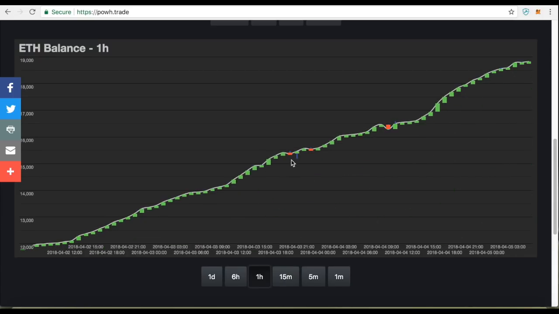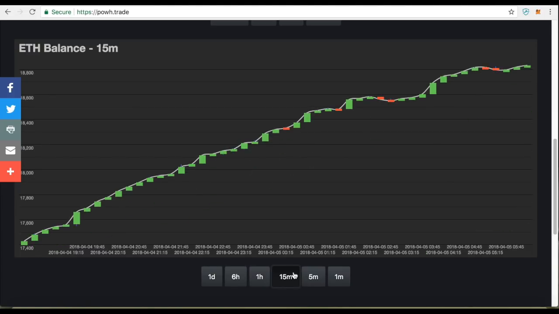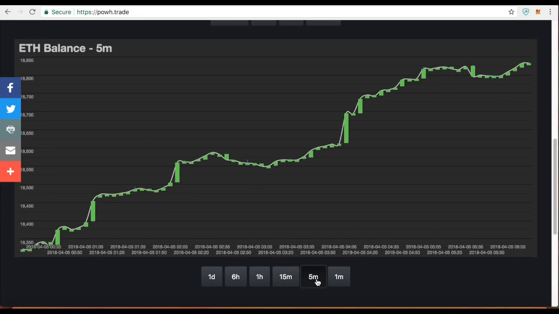In the last hour, you'll see red. That means there are people selling. And when people are selling, I'm excited because that means more transaction fees being created, right? In the last 15 minutes, more selling. I like that. And in the last 5 minutes, look at that. There are people selling. I like that. Every time there's a transaction being made, there's a fee being made as well. In the last minute.